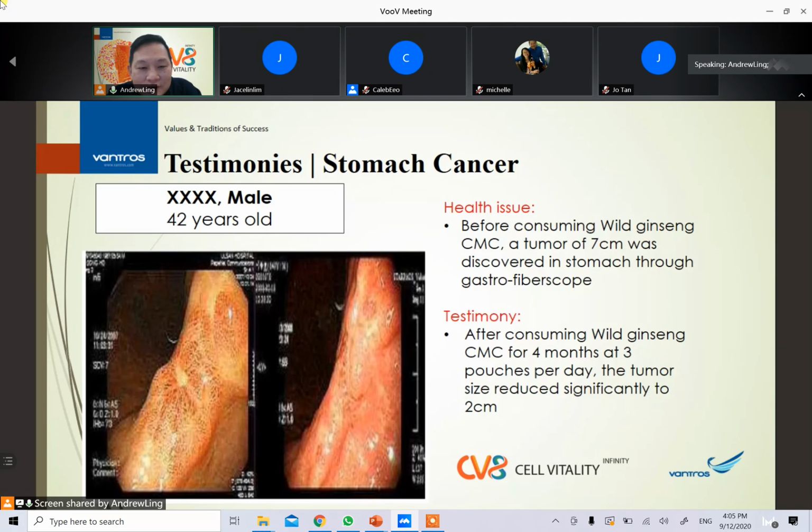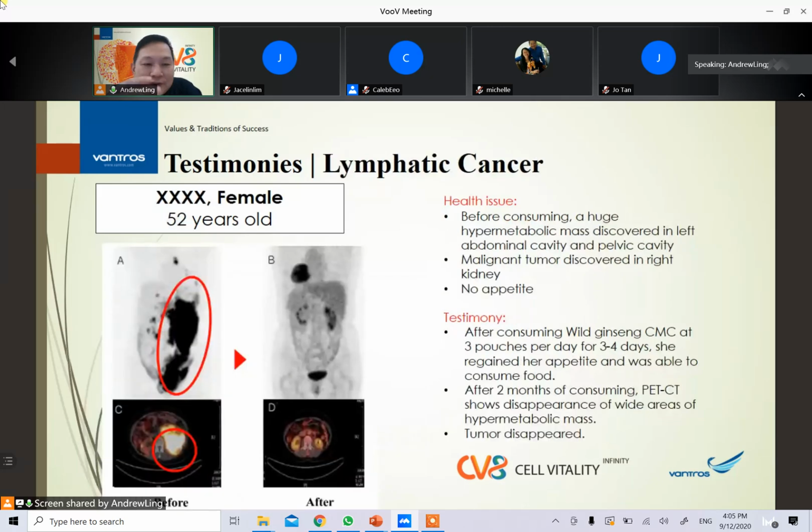Okay, and this is lymphatic cancer. Again, before consuming this CMC stem cell, this is a female, 52 years old. When she went for a checkup, a hypermetabolic mass was discovered in the abdominal cavity and pelvic cavity as well. Even a malignant tumor was discovered in the right kidney. As a result, it affected her appetite.